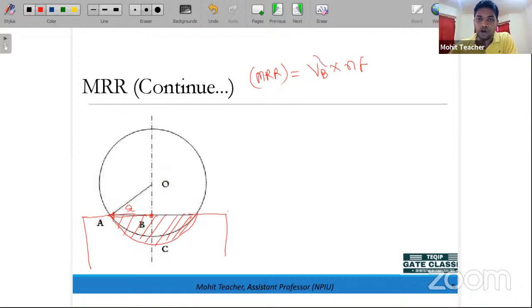So now this is the volume. This volume will be equal to semi-spherical in nature, and the radius is small r. So that will be equal to 2 by 3 pi r cube. So this is fine. So the material removal rate will be equal to 2 by 3 pi r cube into n into f.